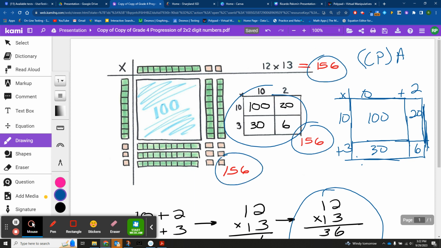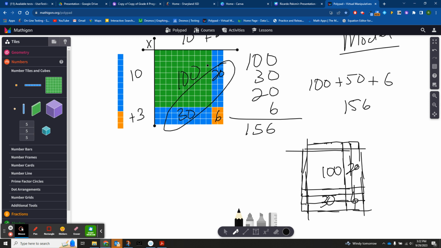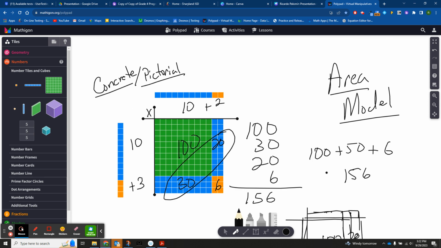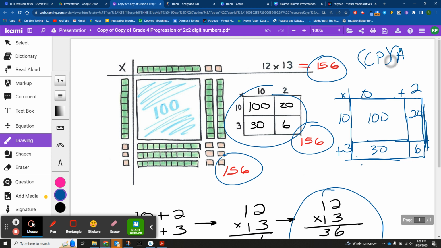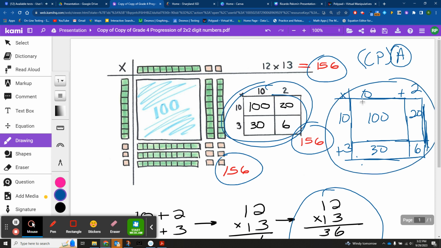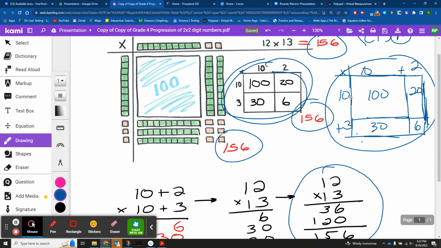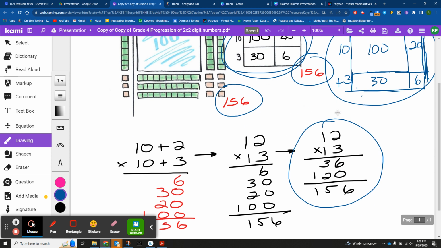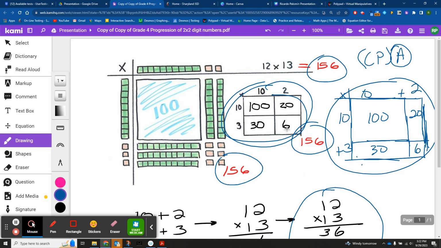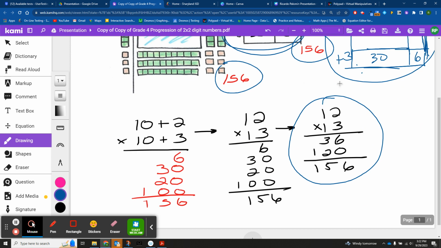Here we used what's called the concrete pictorial together, and then we go to what's called abstract, which is this part. This is my abstract. And we get the right answer every time. The majority of our students are more successful using the area model. We guarantee that. And the kids that struggle with the American algorithm can always come back to the area model and get the right answer. All right, hope this helps.